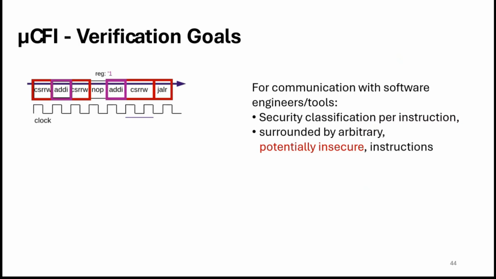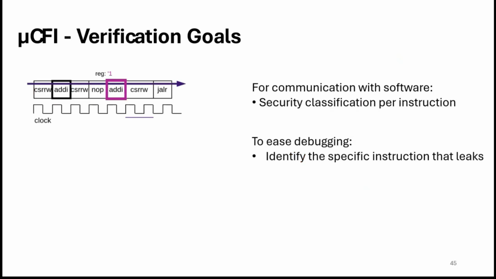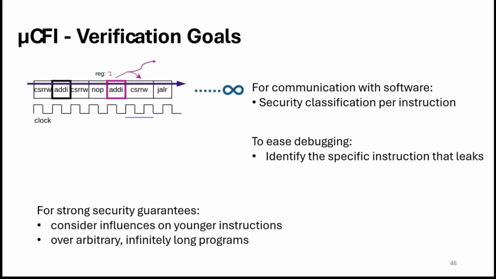We verify this per instruction type, and instructions can be surrounded by any arbitrary instruction. That means we still have branches in the sequence, but they just never have to read secret data. For better debugging, we are able to identify exactly the instruction that leaks the operand. And we make sure that if one instruction influences the behavior of another one, we would catch these kinds of bugs.